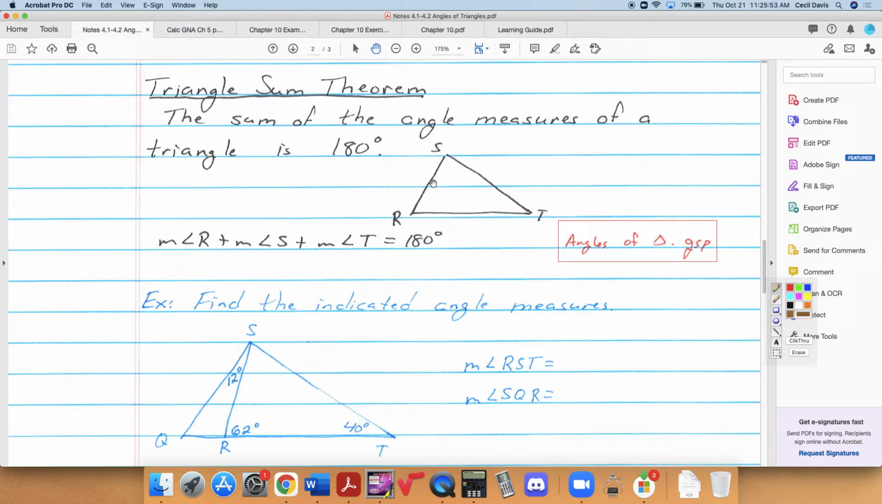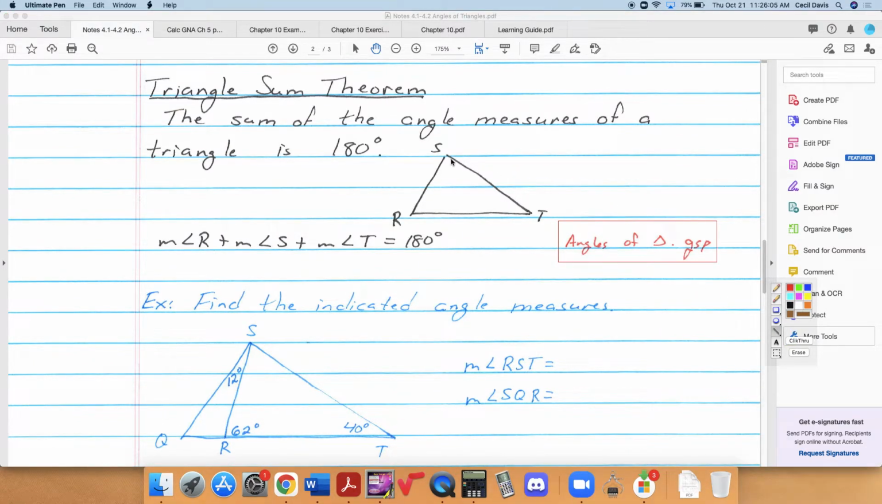All right. Here, let me show you real quickly two things. You can put your pencil down for a second and just watch and listen. I'm going to draw a line through S parallel to RT. Do you guys all agree that there's only one such line that exists that would go through S that would be parallel to RT? Yes. Okay. And for convenience sake, I'm going to label these angles 1, 2, and 3.